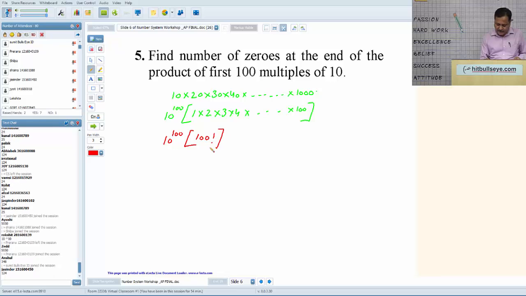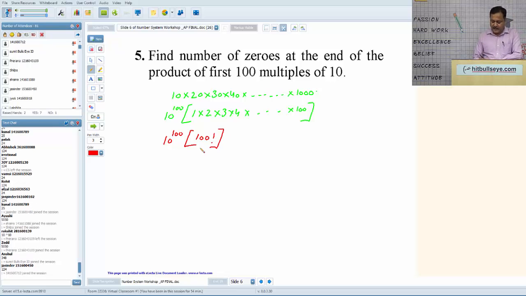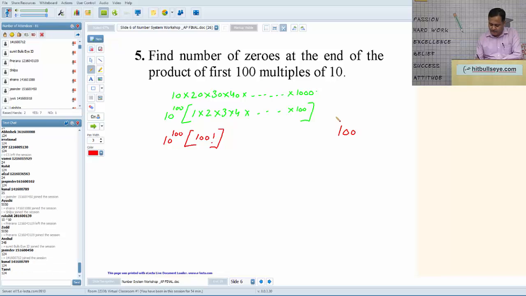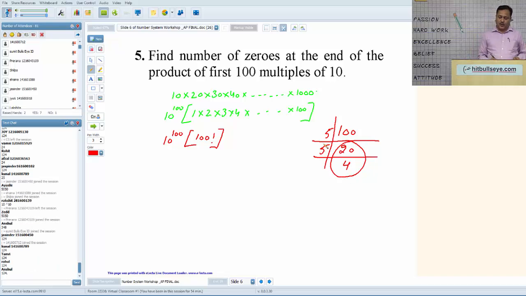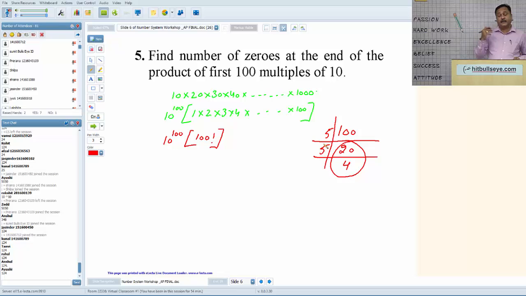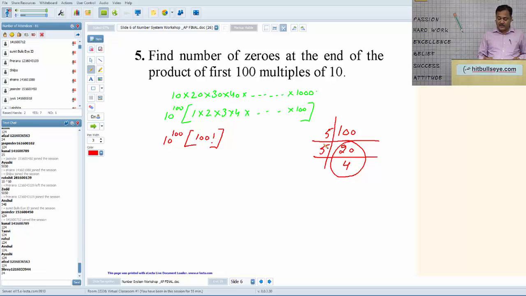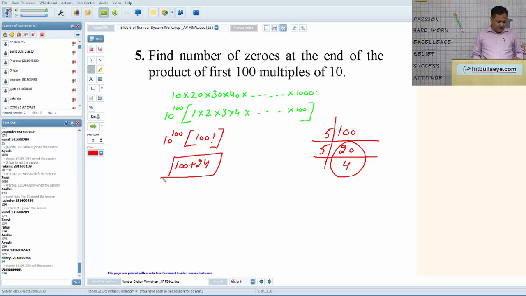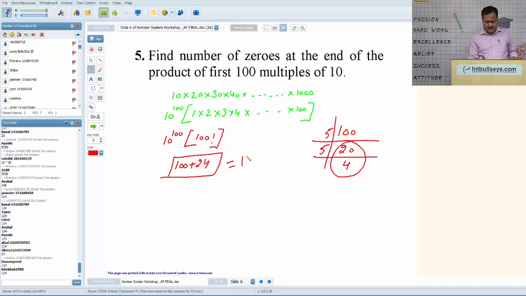Now if we check the highest power of 10 in 100 factorial, we have to divide 100 by 5. First 20, then again divided by 5, then 4. So 24 more. So the highest power of 5, or we can say the number of zeros at the end of the product of first 100 multiples of 10, is 100 plus 24. Answer is 124. Maximum of you are calling the answer 124. That is correct. That is 124.